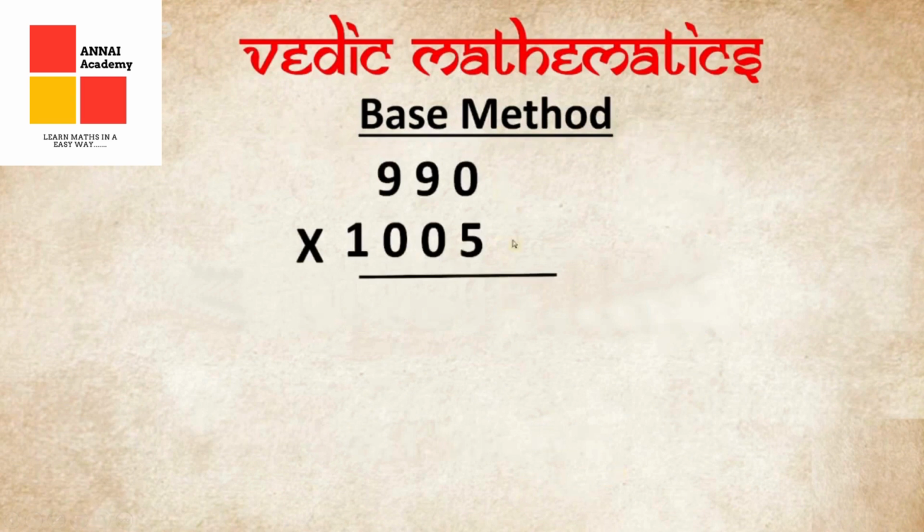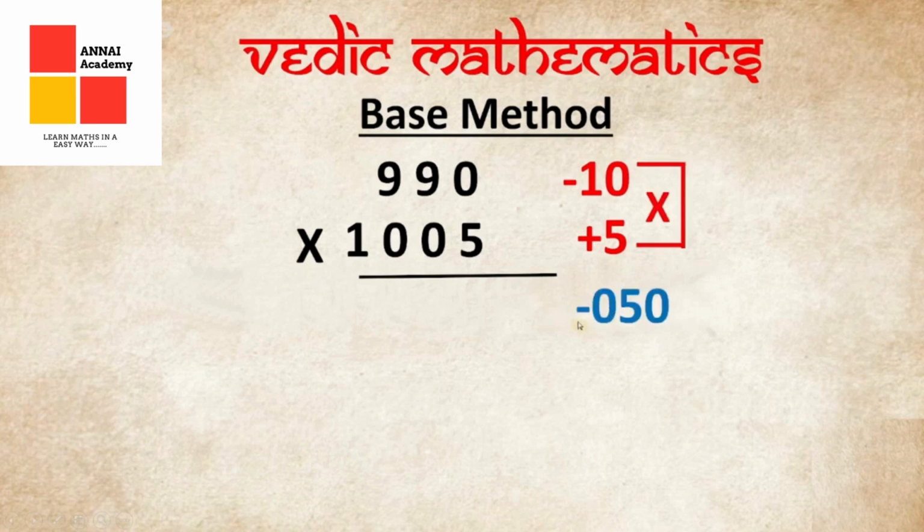We have taken the base of both the numbers as 1000 because both the numbers are very close to 1000. 990 is 10 less than 1000, while 1005 is more than 1000. Here you will see that both the numbers have the opposite sign. That is why when we multiply them, we will get minus 50. But if you look at the base, we took the base as 1000, which has 3 zeros. So we will not write minus 50 here, we will write minus 050 because we need at least 3 digits. So here we will get minus 050.